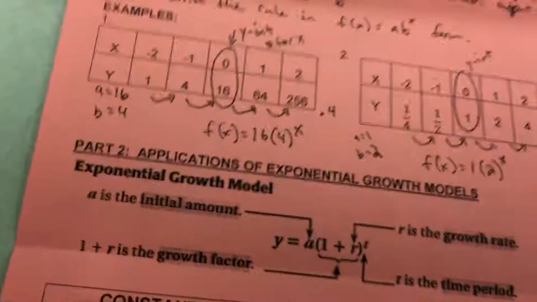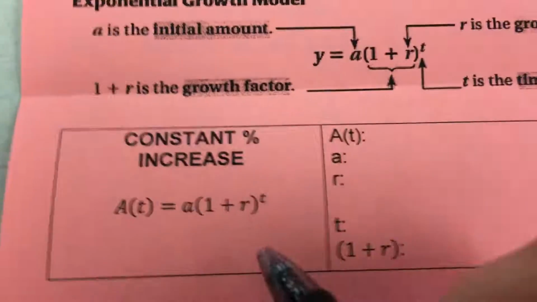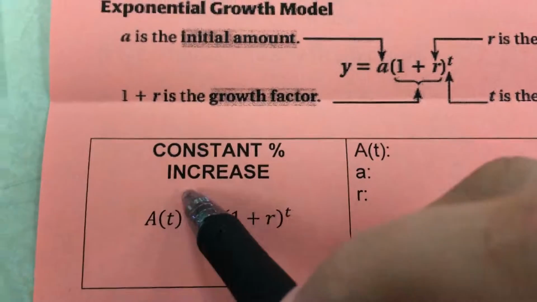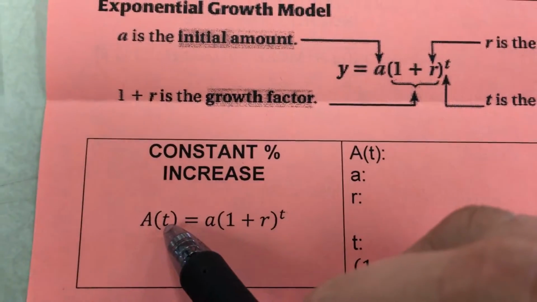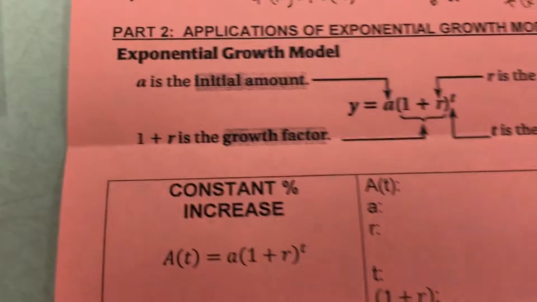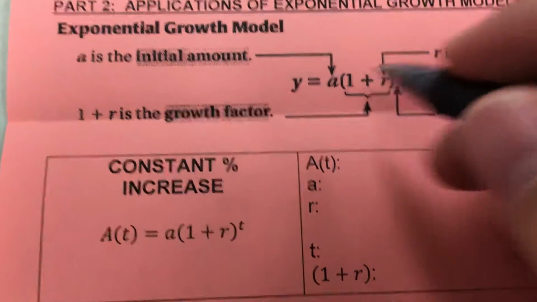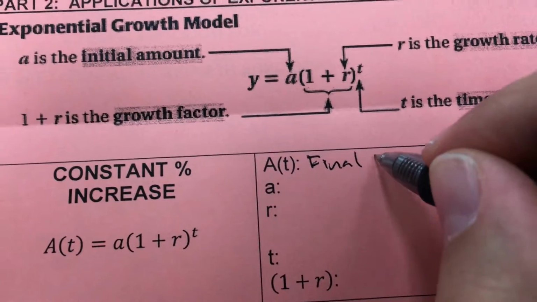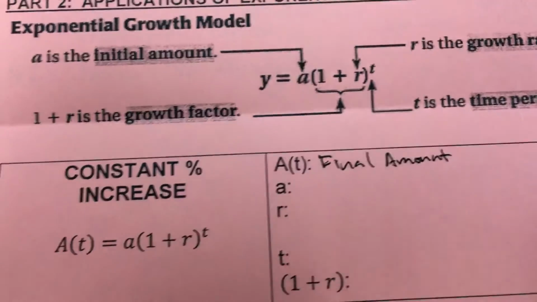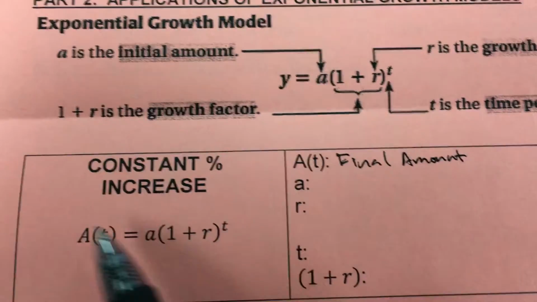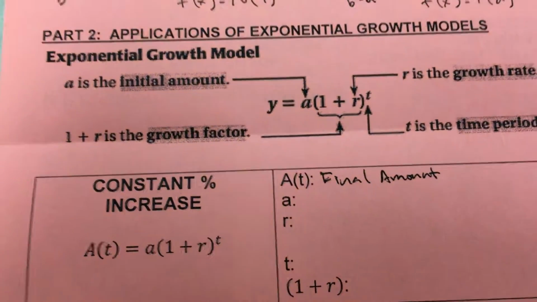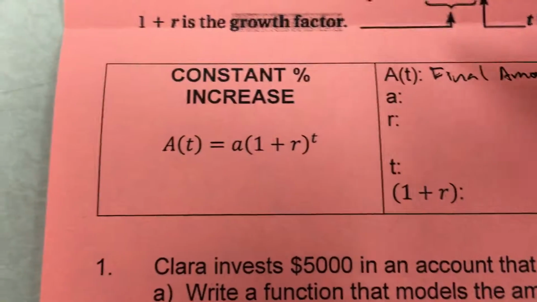So let's talk about, here you can see we have all of these different things. We can see our formula here and our function. So we're constantly increasing at a certain rate. This right here is A of t. That means the amount after a certain amount of time, all right? Amount after a certain amount of time, and that's actually probably going to be the answer to your question. So this is just the final amount, the amount at the end. So that's what we're going to write here. A of t stands for final amount. Okay, that's at the end of the whole process. How much is there after a certain amount of time? That's the final amount.